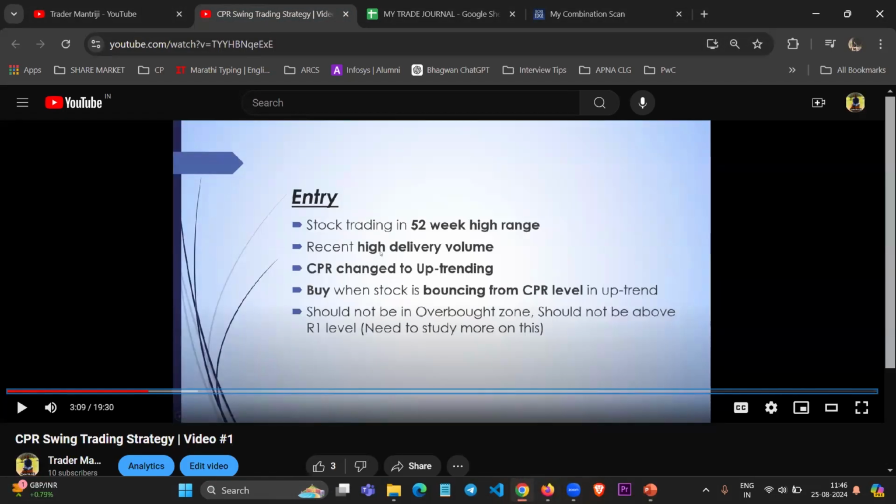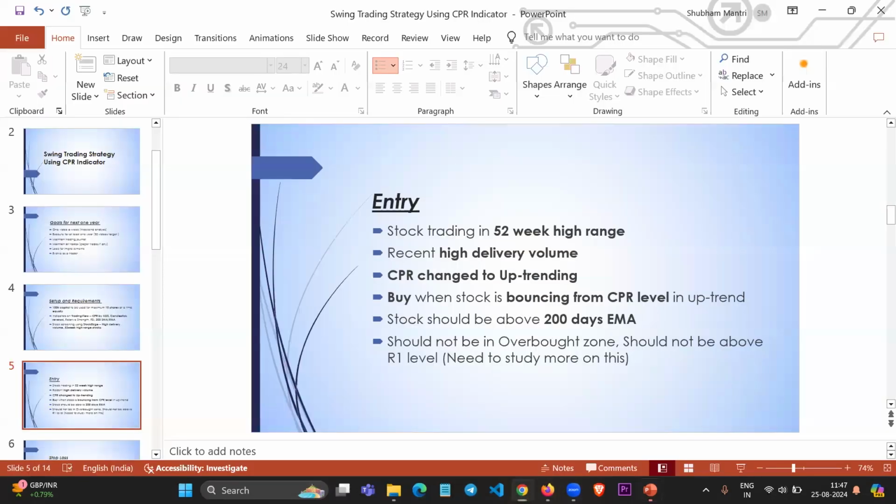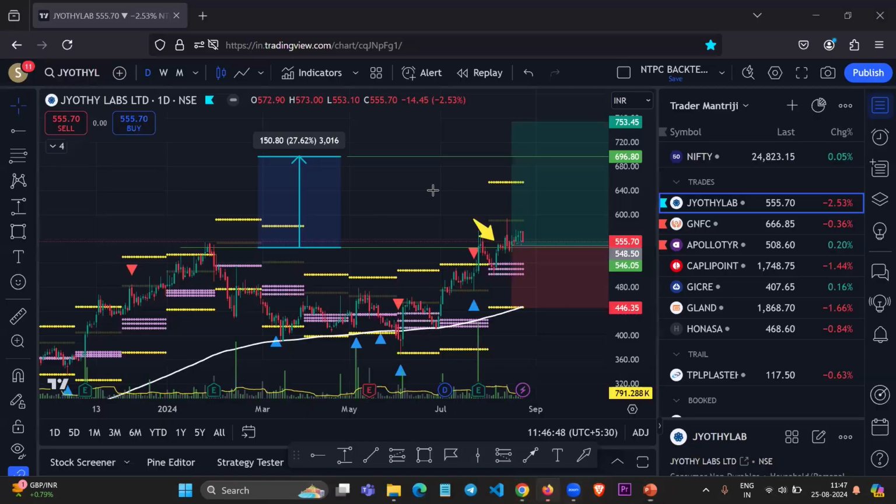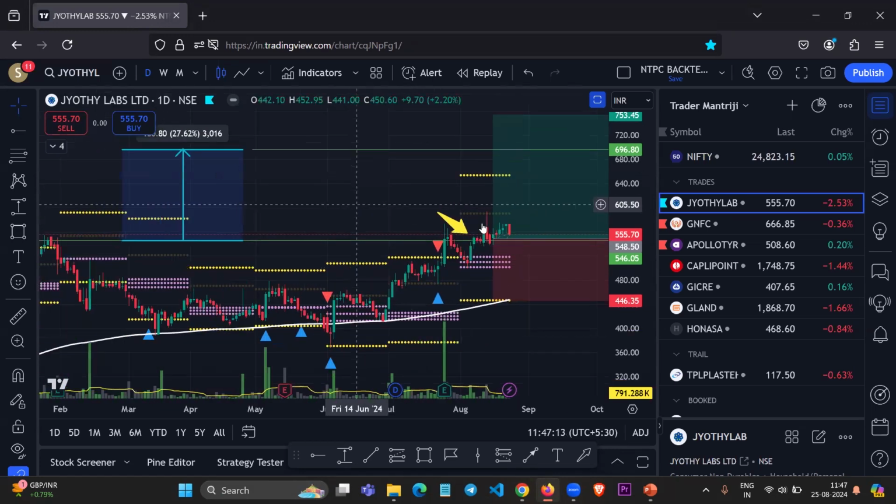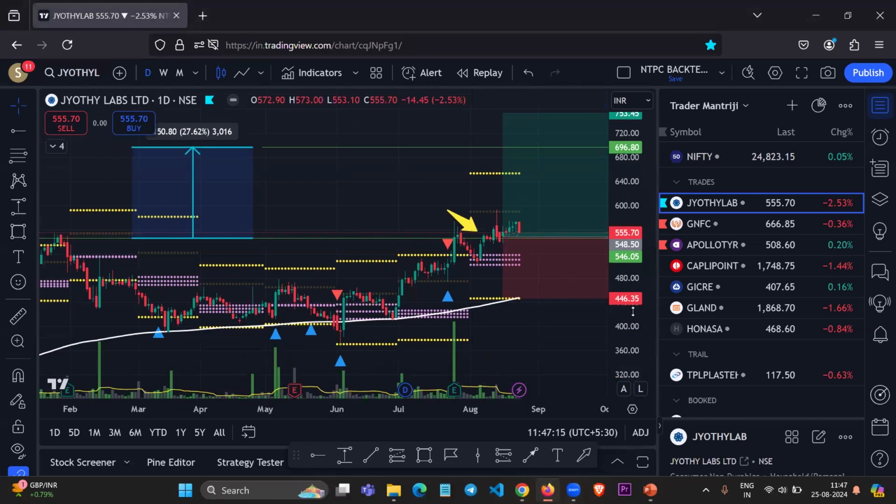So now I will discuss a stock in which I have taken a position last week. The stock name is Jyothy Labs. In this stock, there are actually 2 setups that are getting fulfilled, so we'll discuss both of them. First, we will discuss the CPR trading strategy or setup.